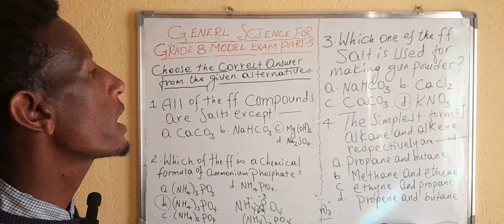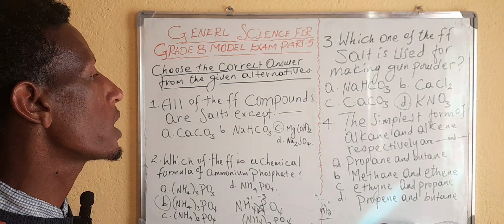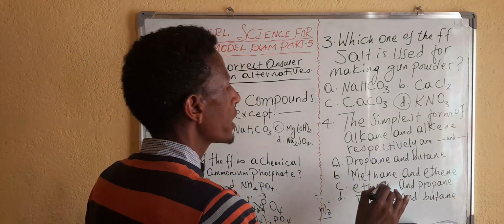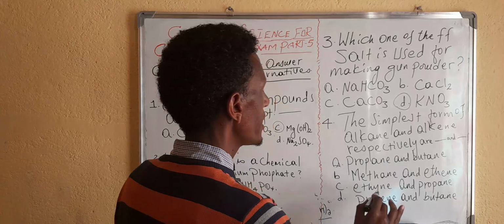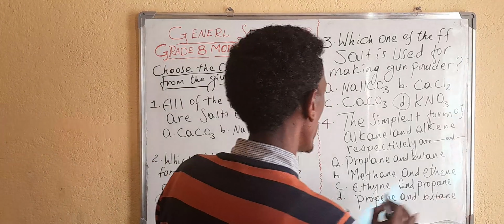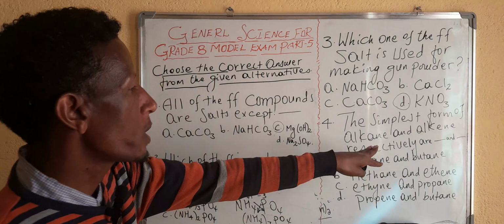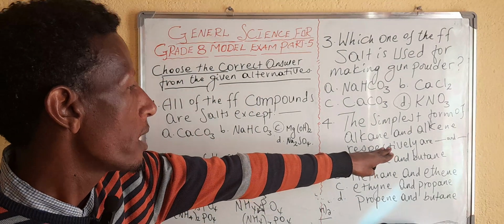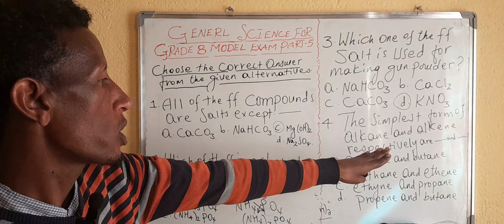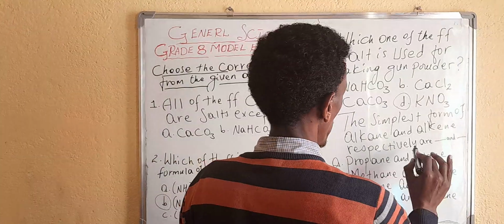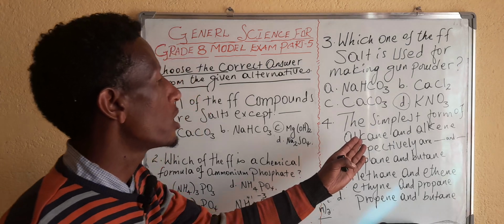Question number 4: the simplest form of alkane and alkene respectively are dash and dash. A, propane and butane; B, methane and ethene; C, ethane and propane; D, propene and butane.